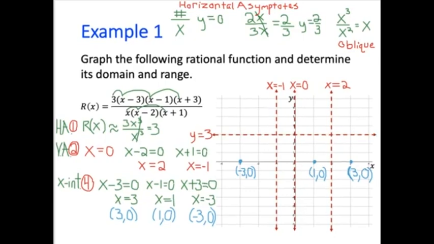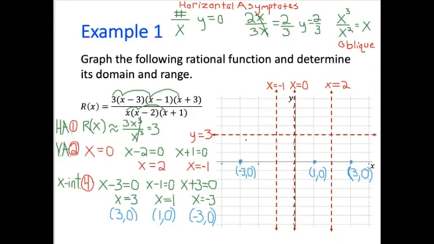So for step 6, it tells us to plot any test points that are needed. Well, we don't know if we're going to need any test points till we start graphing it. So let's go ahead and start graphing. So let's look now at the left part of the graph. Notice on the left part of the graph that we have the point (-3, 0) as our x-intercept.